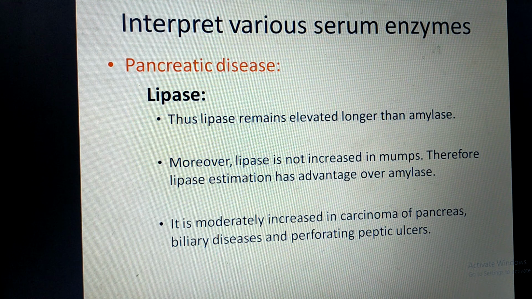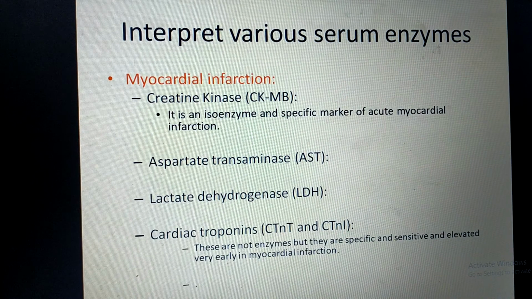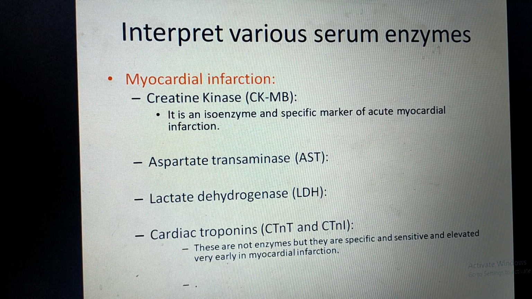Moreover, the lipase is not increased in mumps. Therefore, it is more specific for pancreatic disease and has advantage over amylase. It is moderately increased in carcinoma of pancreas, biliary disease, and perforating ulcers. Now the next important disease is myocardial infarction.